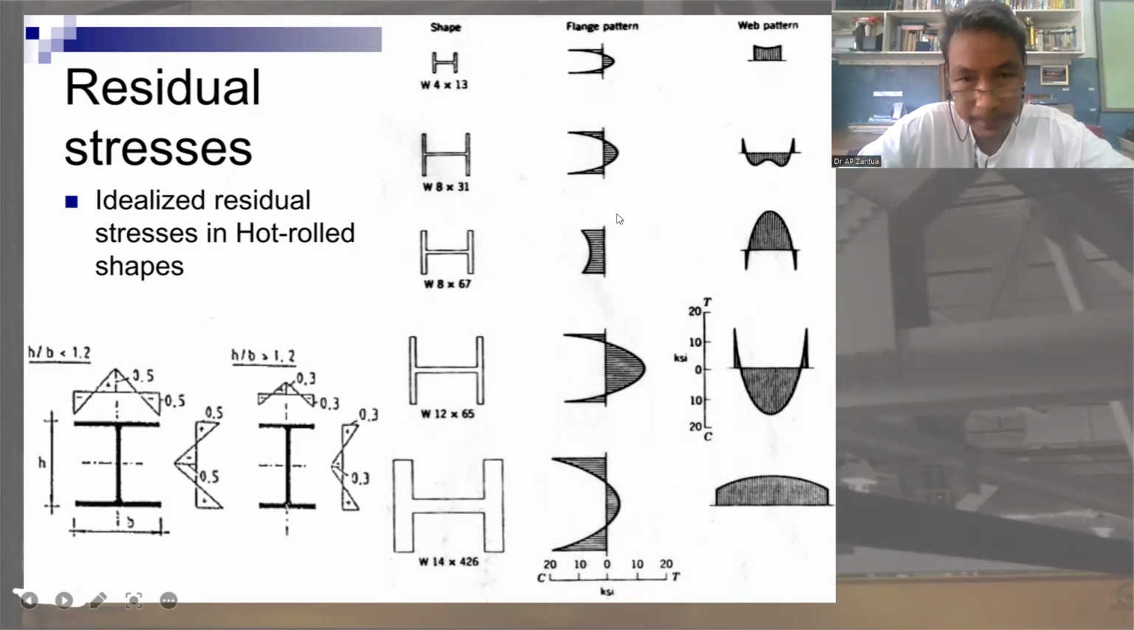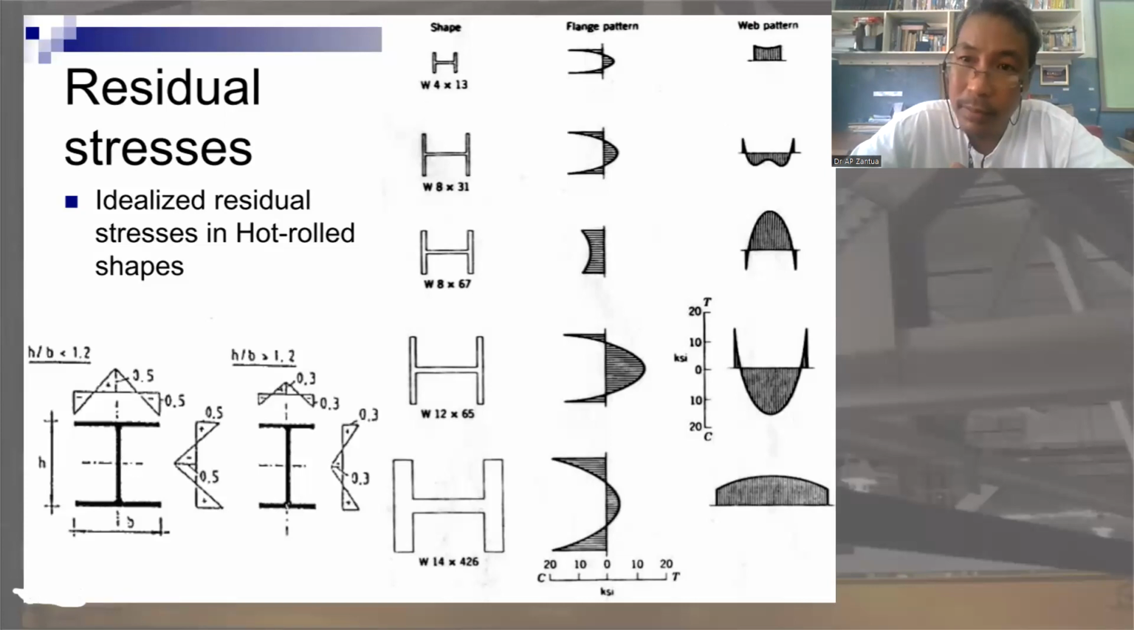Okay, and look at the flange pattern. This is the flange. So compare this now to this. This looks like H divided by B is less than 1.2.